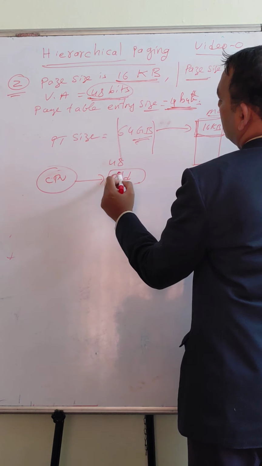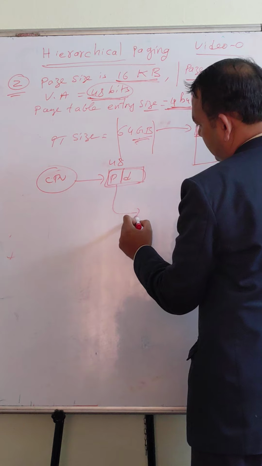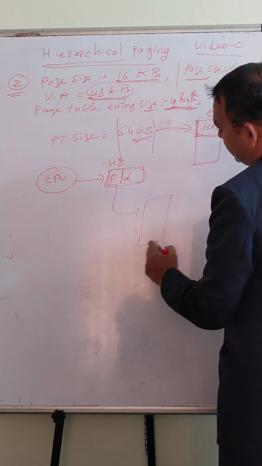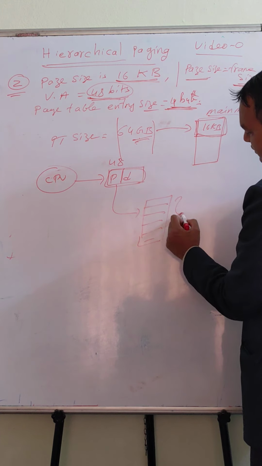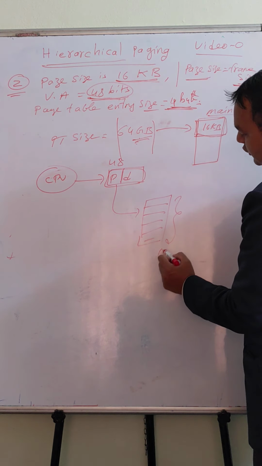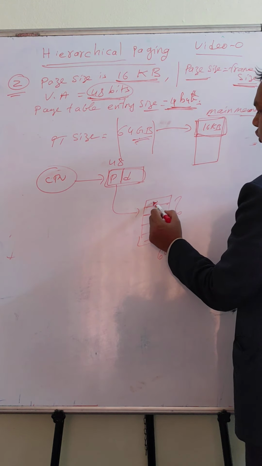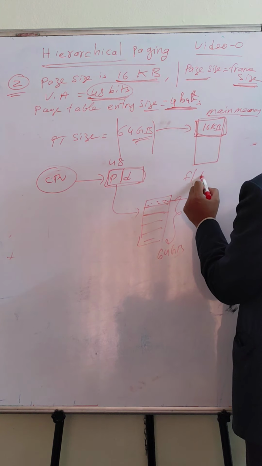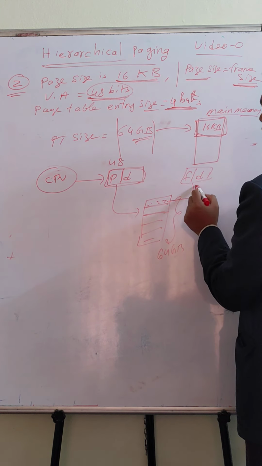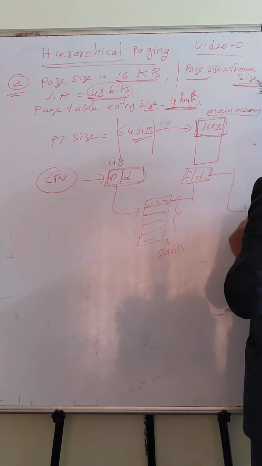This is generated with 48-bit, and now we calculated the size of the page table. The size of the page table is 64 GB. Each entry is 4 bytes. We will give to frame. We calculated just now what is the size and all. With this we are going to use memory.